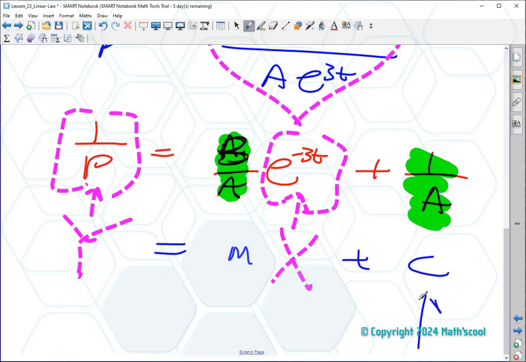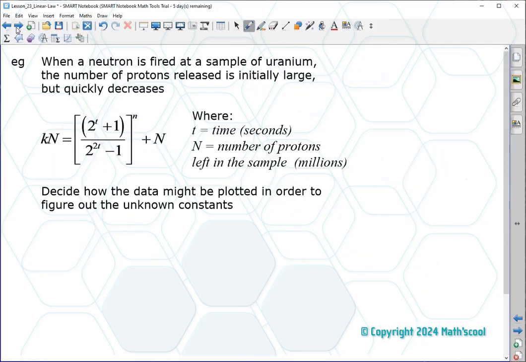And the straight line, its y-intercept, if I recip it, that will tell me what A is. So I'll know what A is. And the gradient of my straight line will be B over A, but because I already know what A is, I can just do the gradient times A, and then that will give me what B is. And so I'll know my equation. So that's how you convert it to linear law and find the equation of the line. Okay.